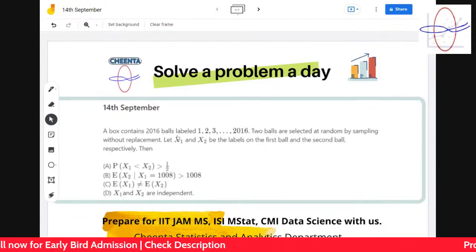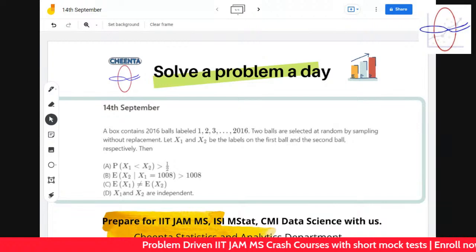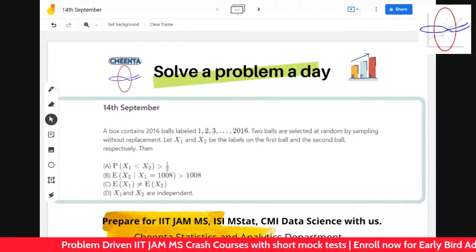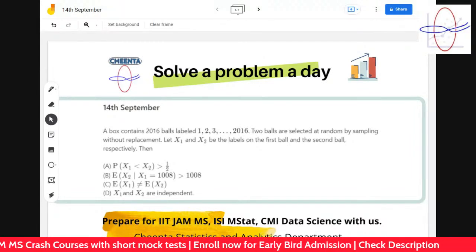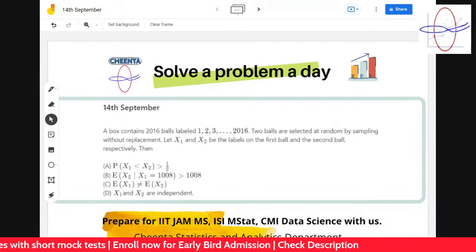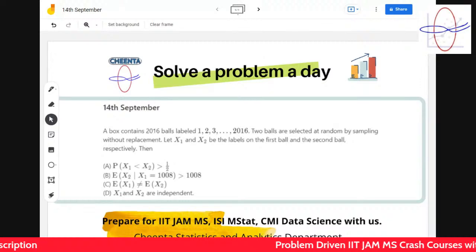A box contains 2016 balls, which are labeled from 1 to 2016, and x1 is the label of the ball that is picked up in the first go. After that, no balls are returned back to the box. Then x2 is another ball taken out of the box without replacement.